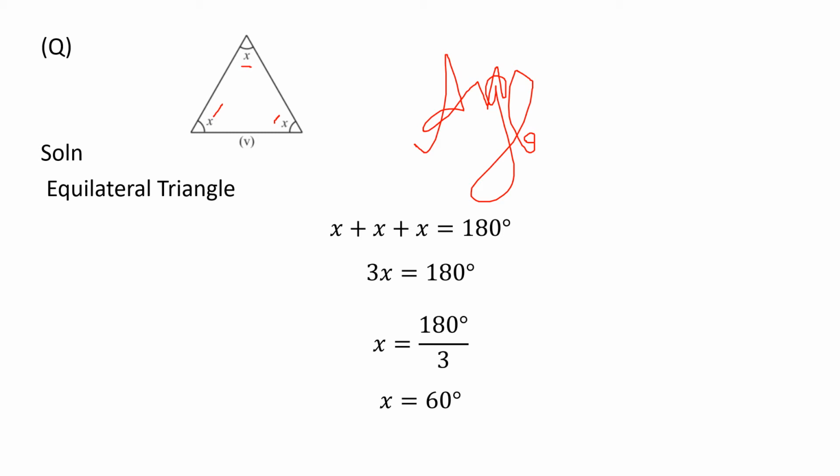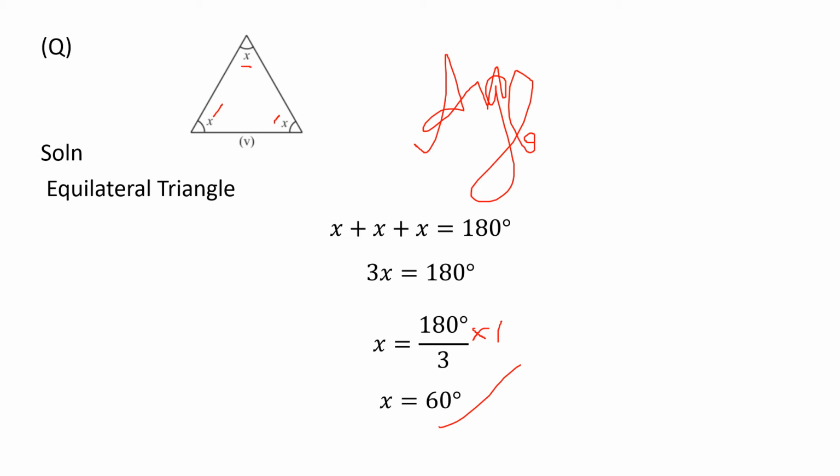So 3x is equal to 180 degree. Now bring this 3 to the right hand side. We'll write 3 in the denominator. Why? We are writing this in the reciprocal method. So 180 degree into 1. That is the meaning. So 180 into 1, 180. 180 by 3. Divide 180 degree by 3 or cancel it. You are getting 60 degree. Okay. So here also we are applying angle sum property.